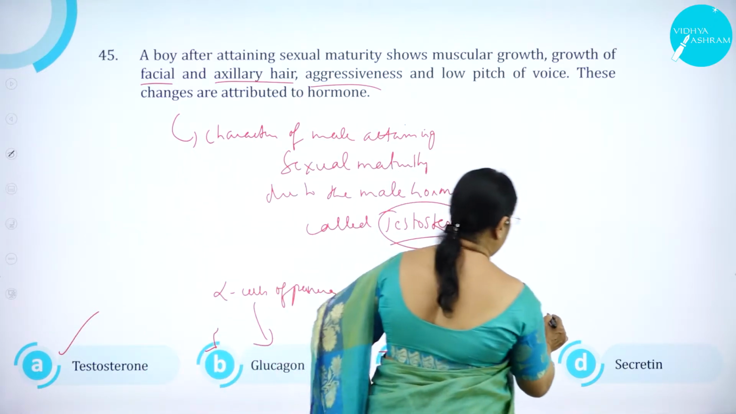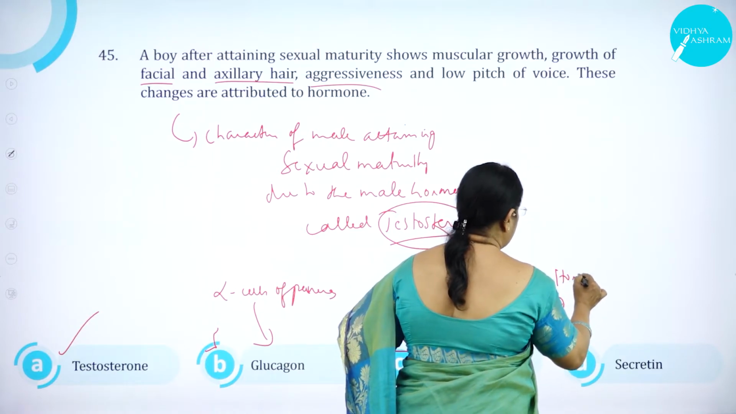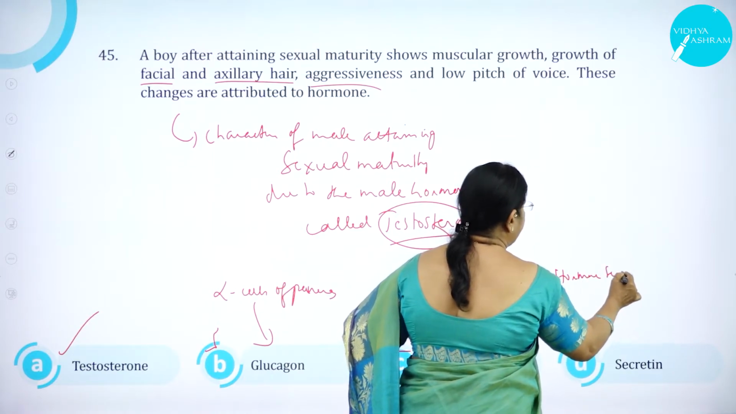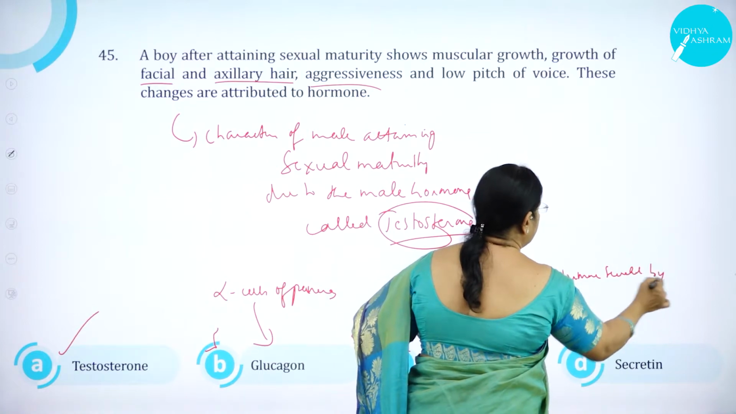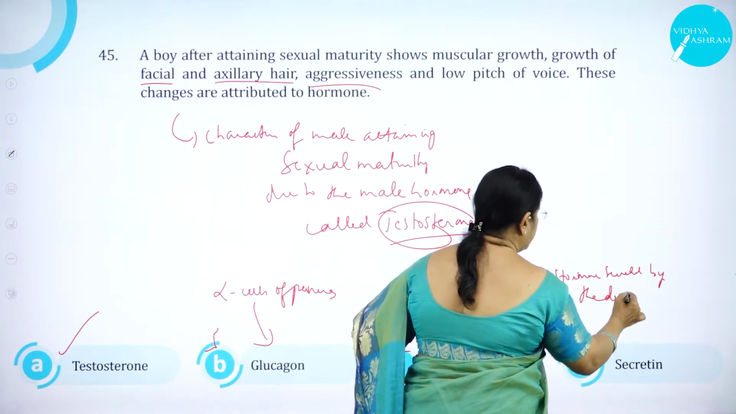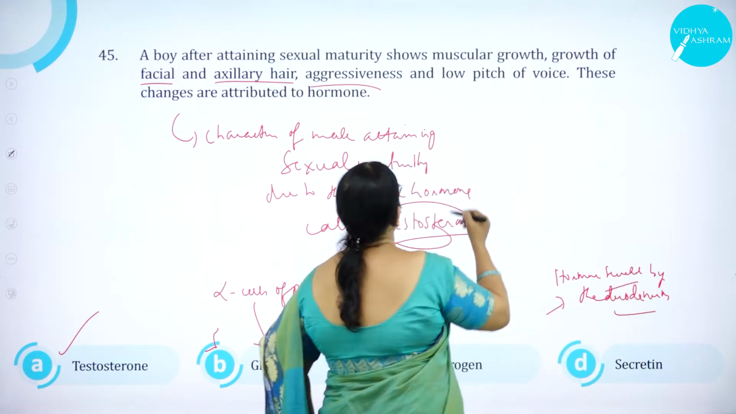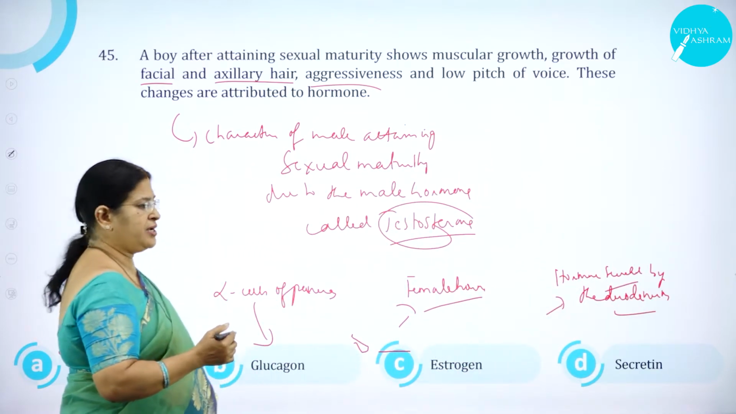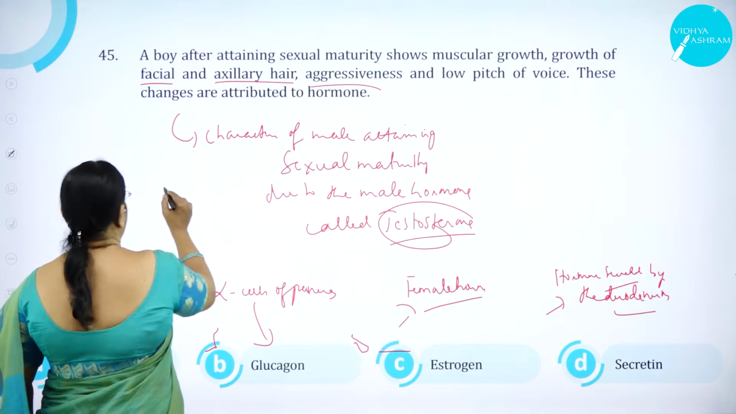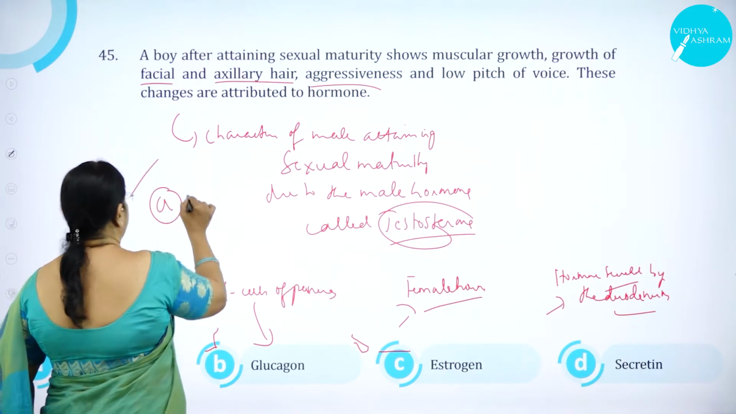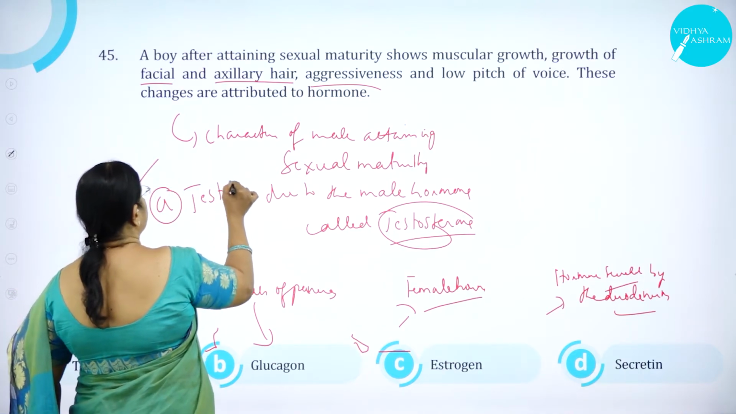Secretin is a hormone secreted by the duodenum. So it has nothing to do with the male secondary sexual character. So the option is A. A is correct, that is testosterone.